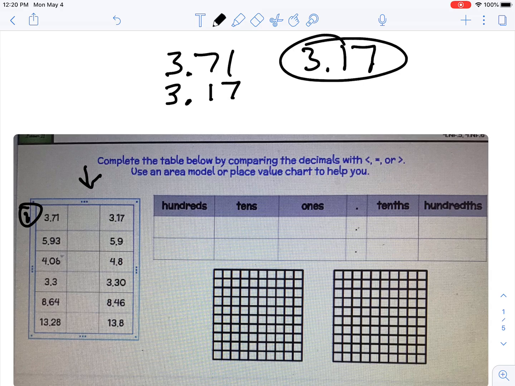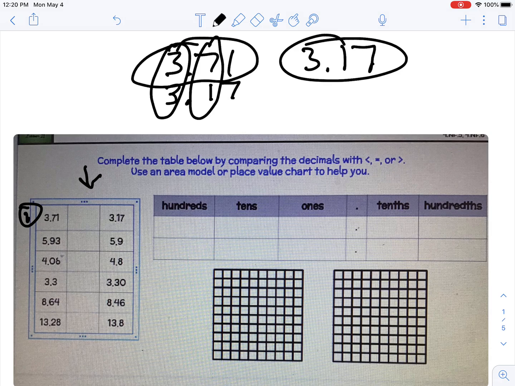I told you to do this when we compared whole numbers, right? Stack them so you can check, right? The ones place are the same. Go to the tenths. 7's bigger than 1, so that's your bigger number, right? So over here in the chart, down here, I'd say that's greater.